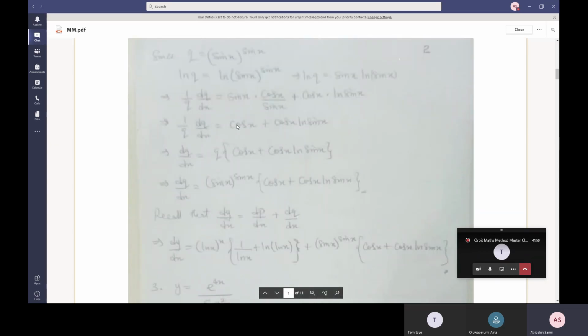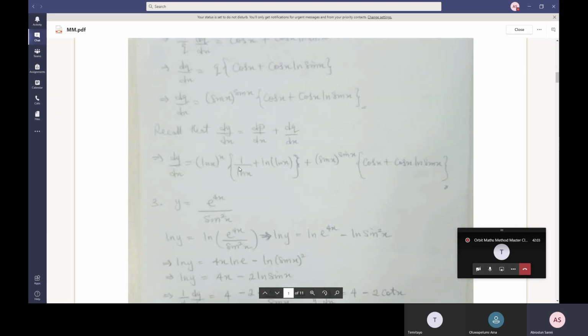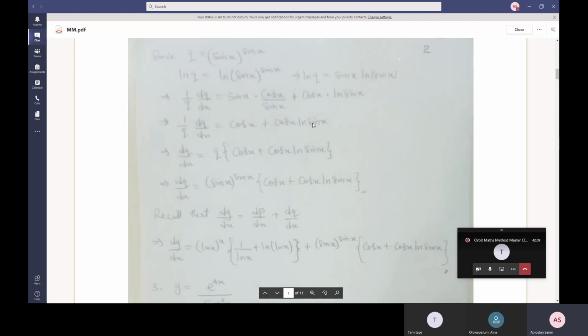Then differentiating sin x, we have cos x, plus cos x times ln sin x, which is cos x ln sin x. Then take q to the other side, that's multiplication. You have this, then you substitute your q. Then your final answer is the first derivative that we got plus the second derivative, which gives you the final answer. Now, I want to explain something.